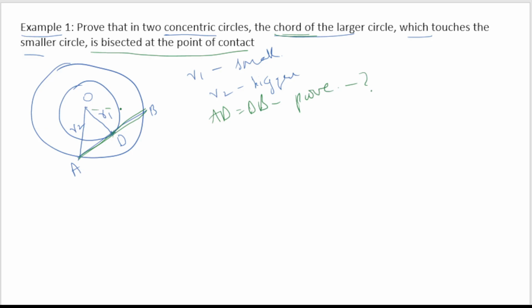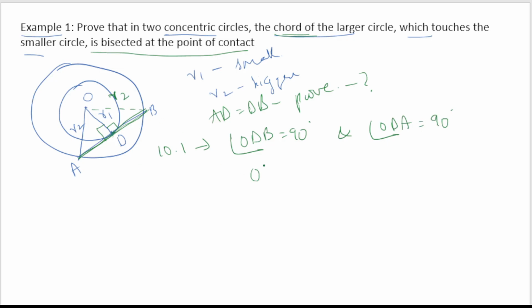Now we will join OB here. OB is also a radius of the bigger circle, it is R2. And we have seen theorem 10.1. What is it? This AB is the tangent to the smaller circle, so the tangent is perpendicular to the radius. That means angle ODB is equal to 90 degrees. And this angle ODA is also 90 degrees.